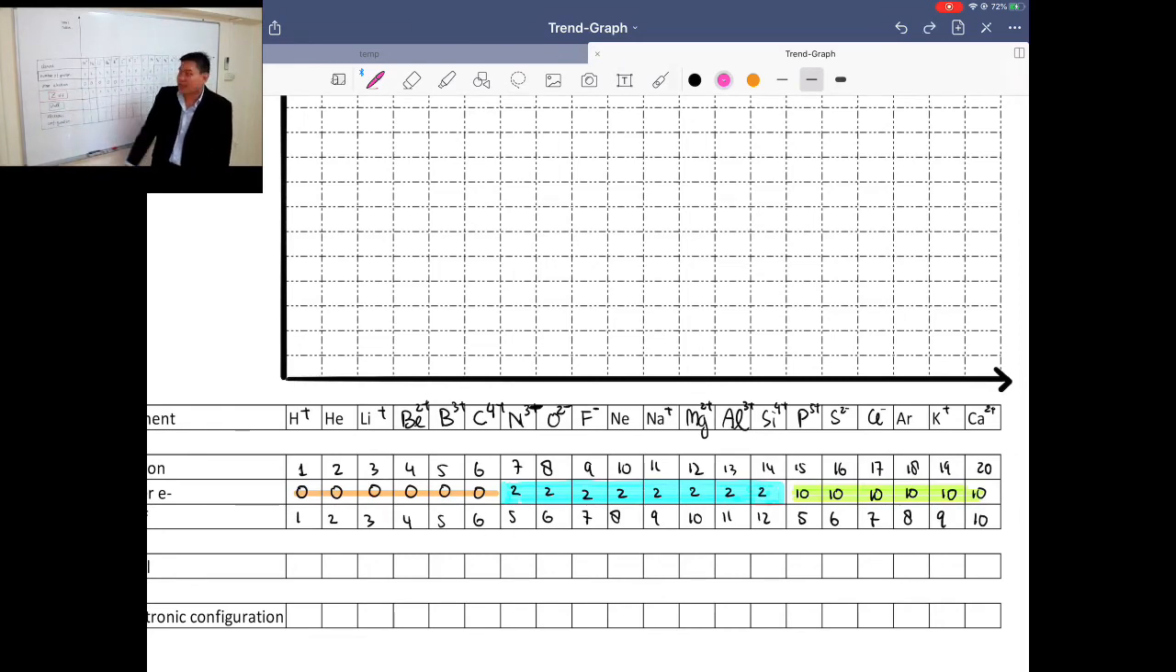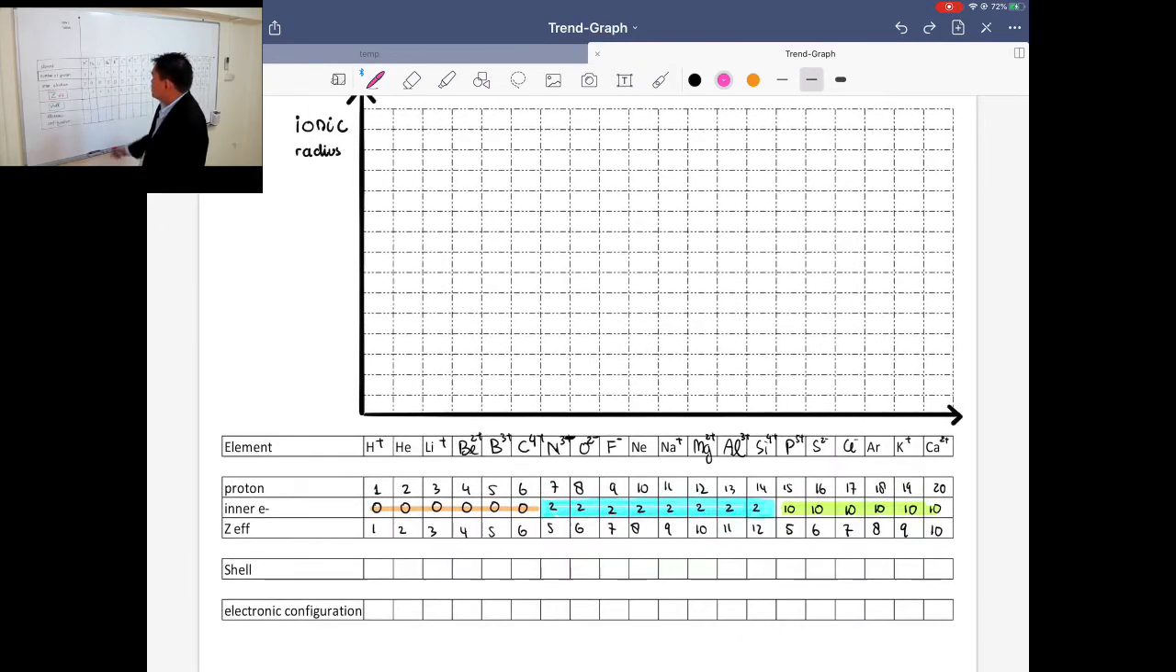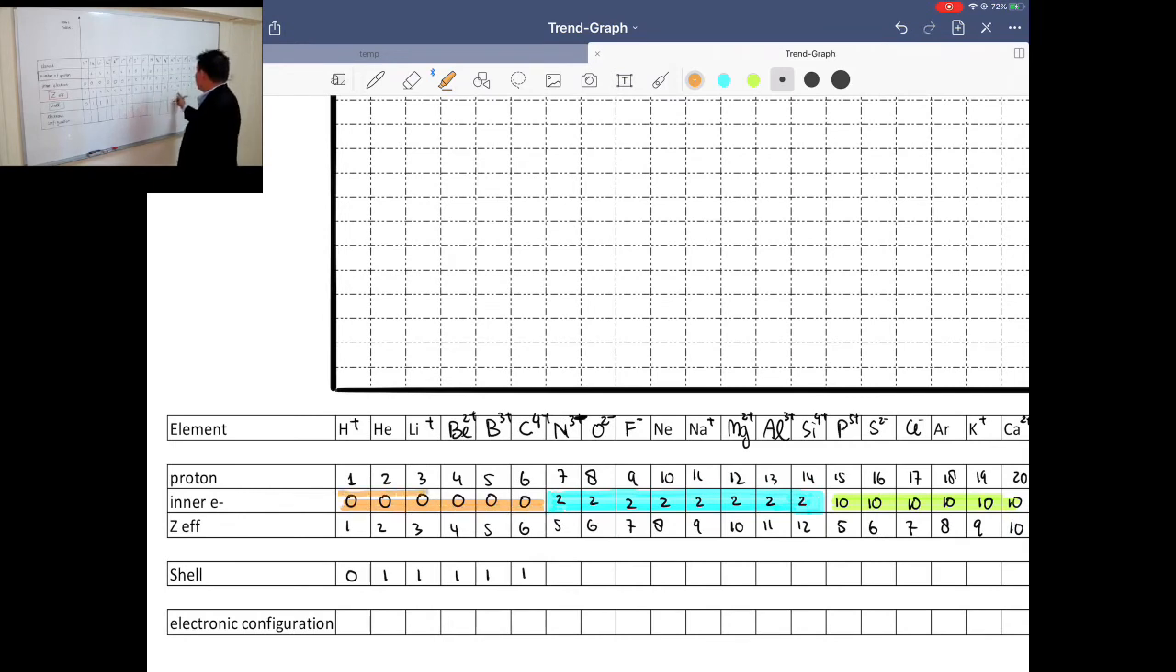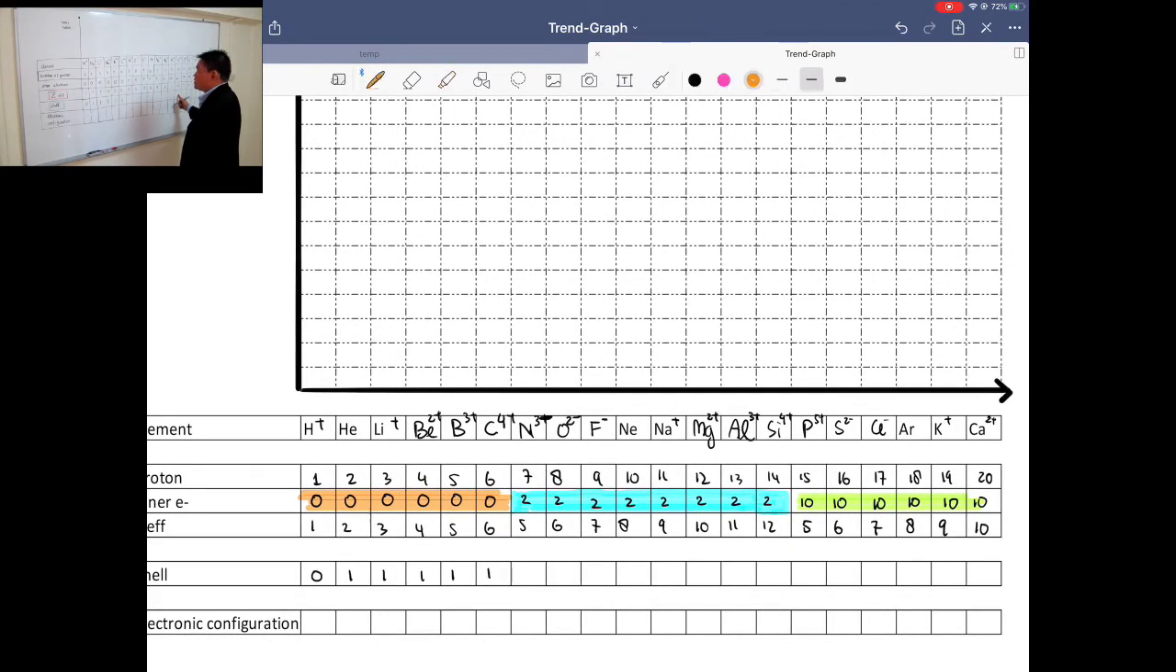The fourth row is the number of shells, which is easy for us to do also. Hydrogen doesn't have any shell because the 1 electron is taken out. From helium to carbon 4+, they will have 2 electrons each on the first shell. So they have only 1 shell. From nitrogen 3- to silicon 4+, each of them has 10 electrons, 2 on the first shell, 8 on the second shell. So they have 2 shells.